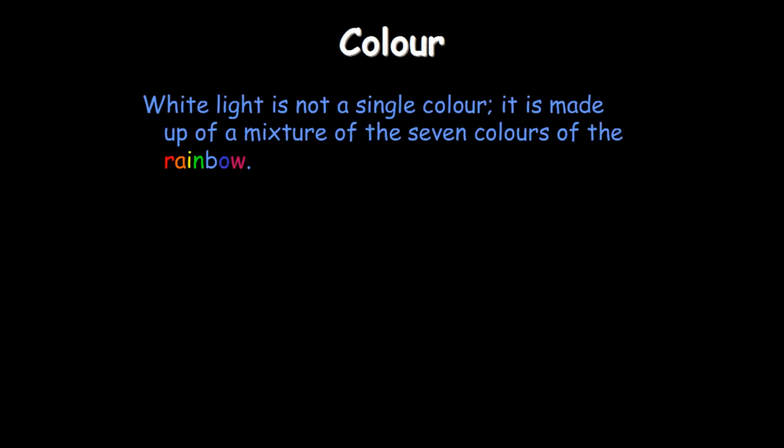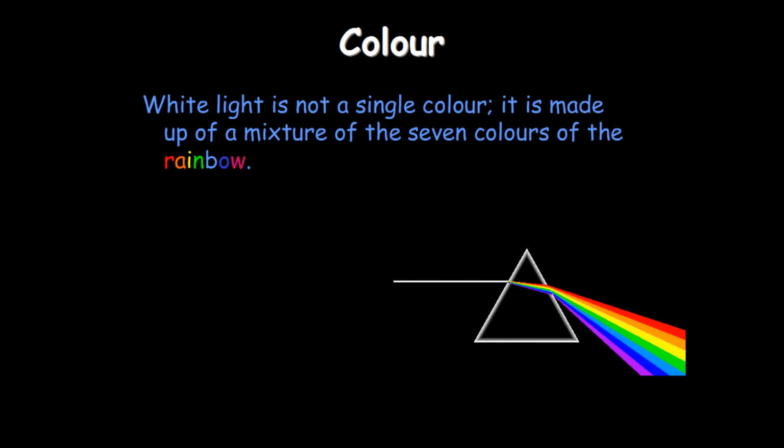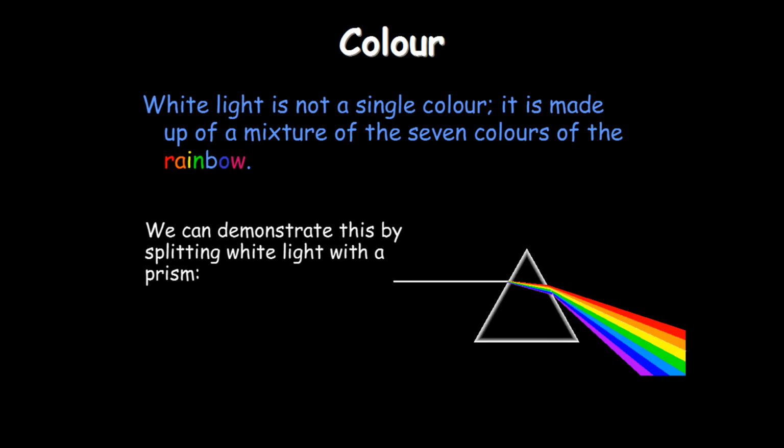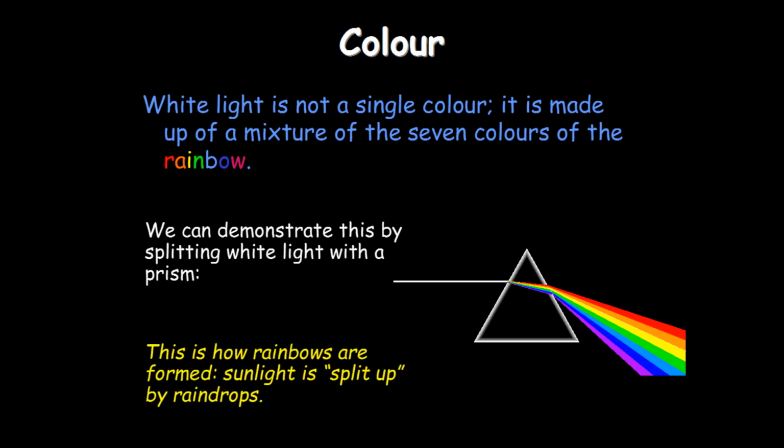Colors. Now just talking about color. White light is not a single color. It is made up of a maximum of 7 colors, as we know from the pattern of a rainbow. This is a white light ray, and when it passes through a prism, it gets separated into its constituent colors, and we come to know that there are 7 constituent colors of light. We can demonstrate this by splitting light with a prism. A prism is a very common device used to find out how many colors there are in light.